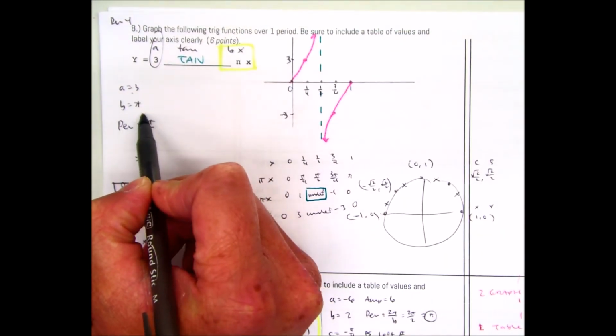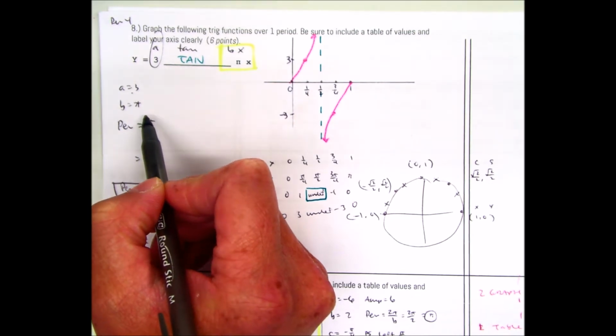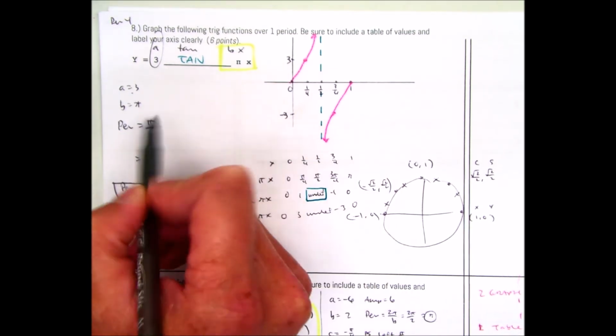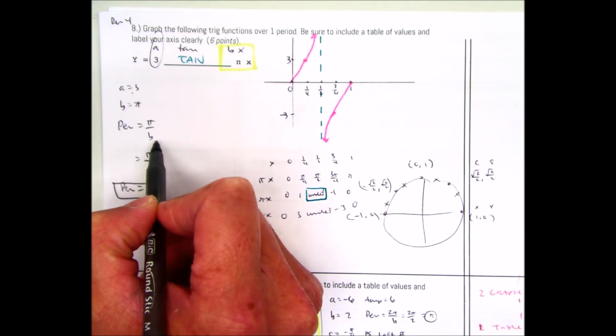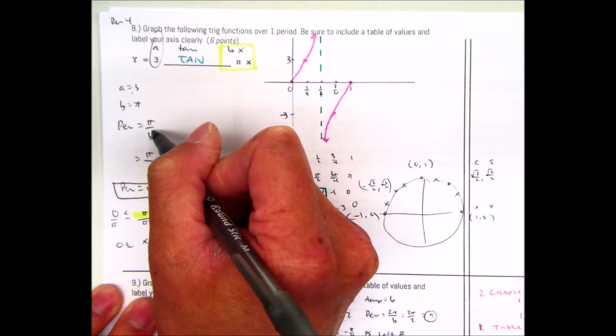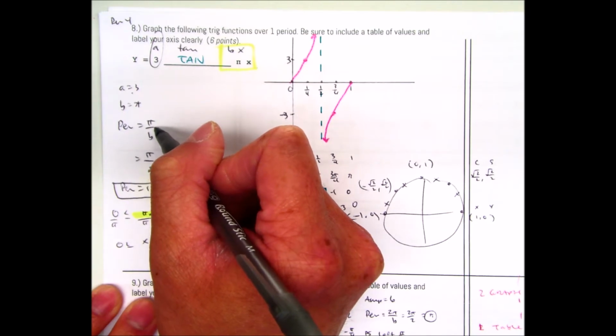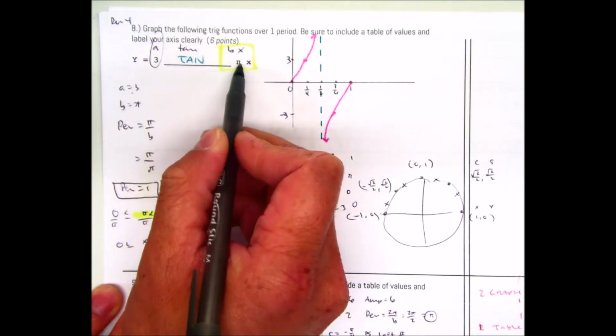Okay, pay attention. Here's the number one mistake for just graphing tangent. The period is pi over b. Look on your paper. Pi over b, not 2 pi over b. Okay? So if I put in b, here was another mistake.